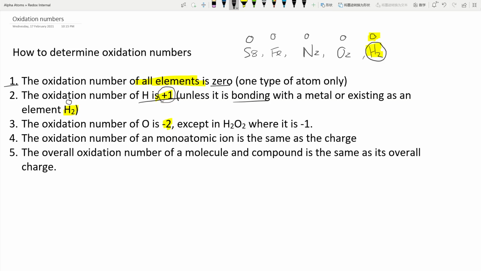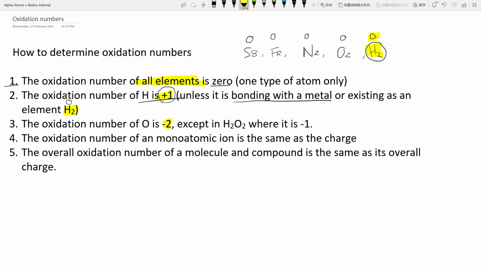Now when you're bonding with the metal, the oxidation number is actually -1, but you don't get any one of those in level 2 or level 3 NCEA chemistry, at least. If you do IB or Cambridge, that's another story. Okay, so -1 if you're bonding with the metal, but you don't need to know that necessarily. So oxygen is always -2.